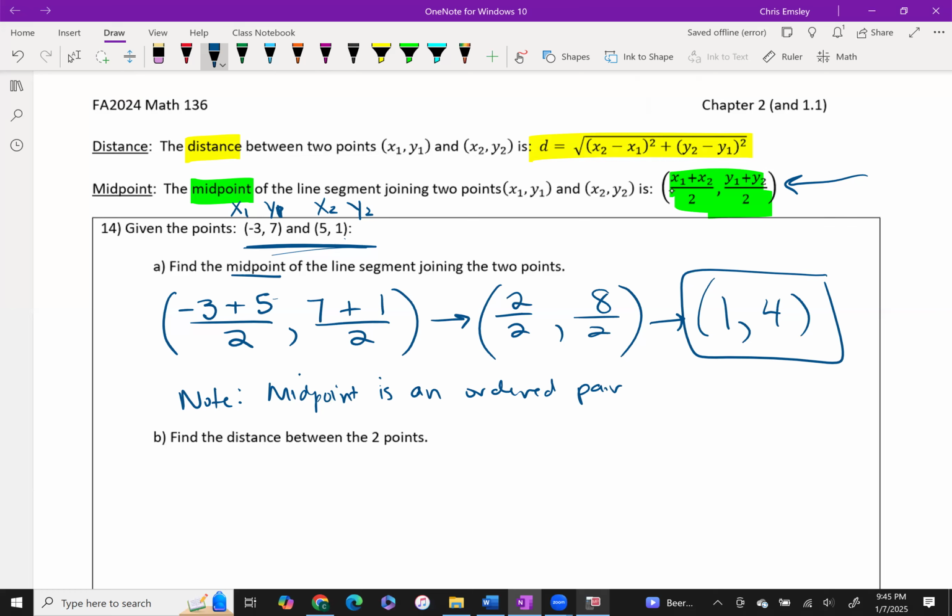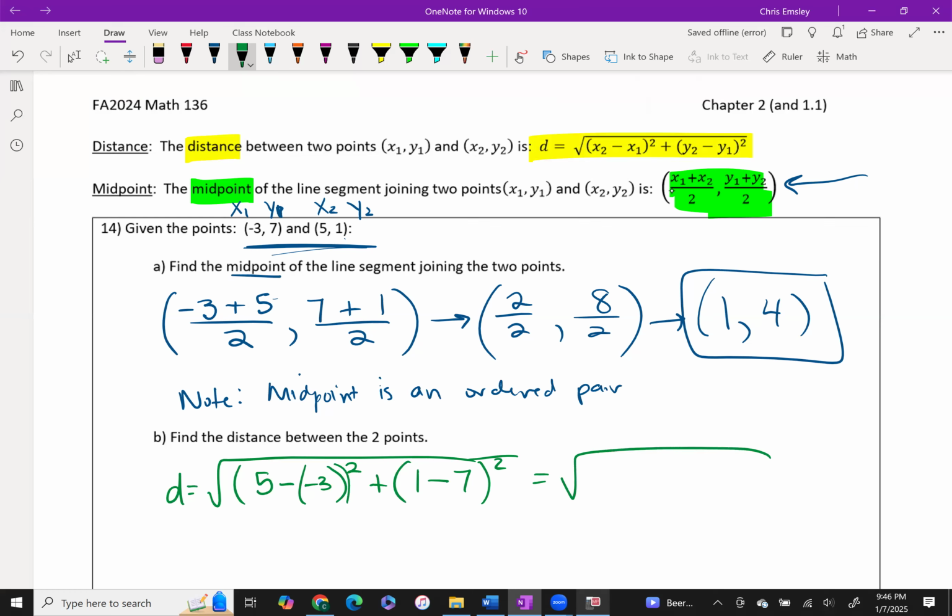Okay, now we want to take those same 2 points, but instead we want to find how far it is between the 2 points. So we're going to apply this distance formula. The square root of x2, which for us is 5, minus x1, -3, and that is squared. And then we're going to add to that y2, which is 1, minus y1, 7, and that is squared. And then you can rely on your calculator. You can do some of this by hand, whatever you're most comfortable with.